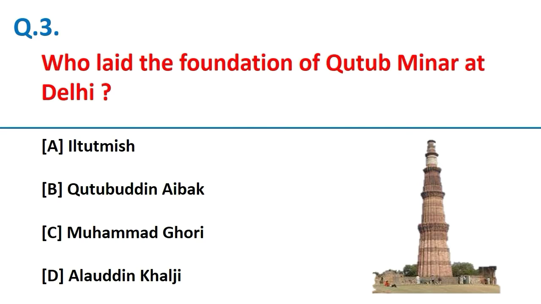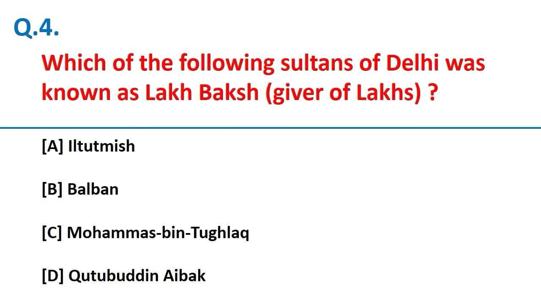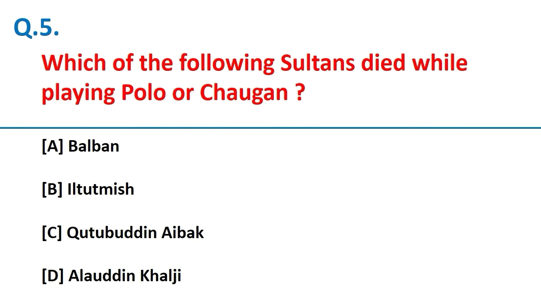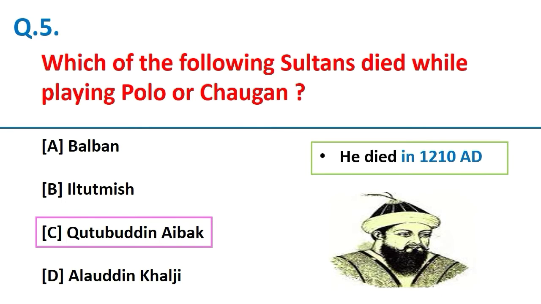Question number 3. Who laid the foundation of Qutub Minar at Delhi? Qutbuddin Aibak. Which of the following sultans of Delhi was known as Lakbaks or giver of lakhs? Qutbuddin Aibak. Which of the following sultans died while playing polo or chaugan? Qutbuddin Aibak. And friends, Qutbuddin Aibak died in 1210 AD.